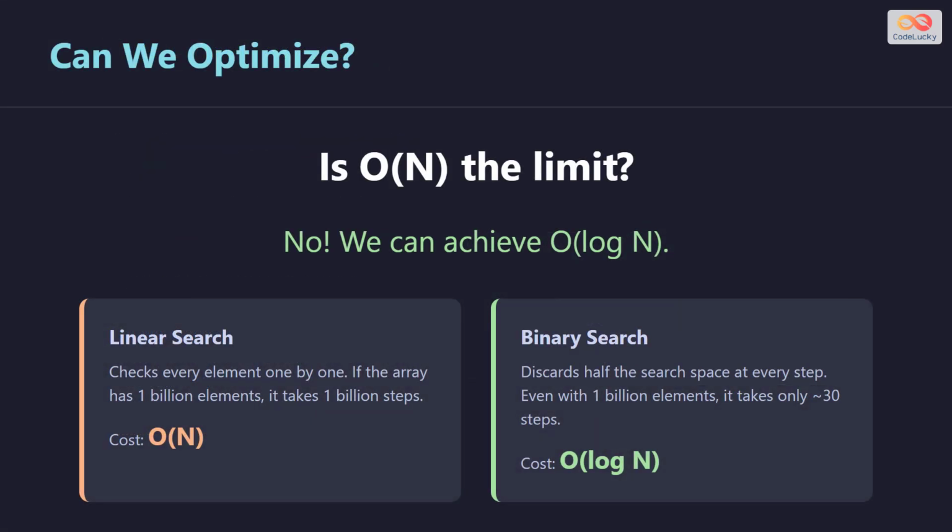But can we do better than checking every single element? If we have an array with 1 billion elements, a linear scan takes 1 billion steps. We want to achieve O(log n) time complexity, similar to binary search, which would take only about 30 steps for the same array.